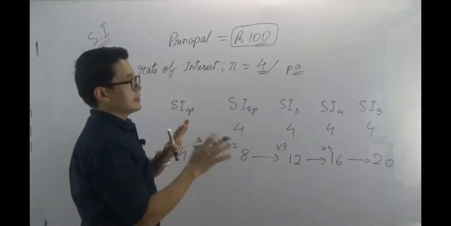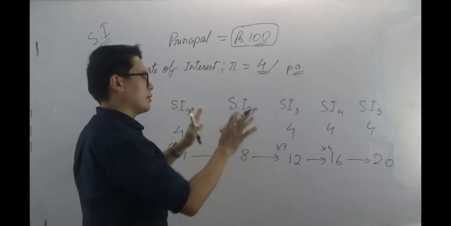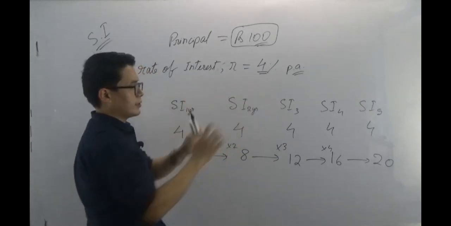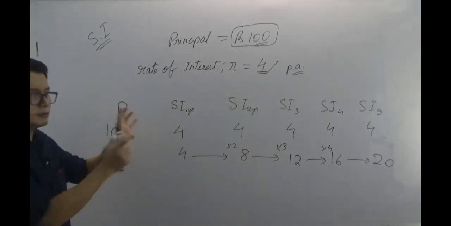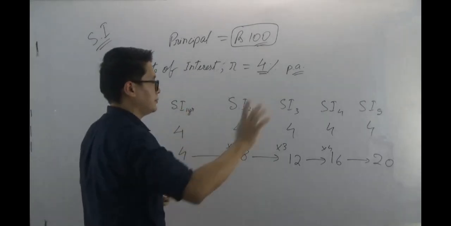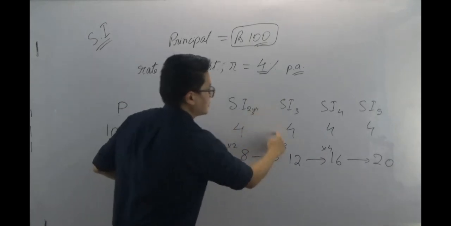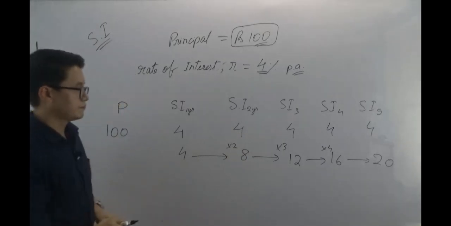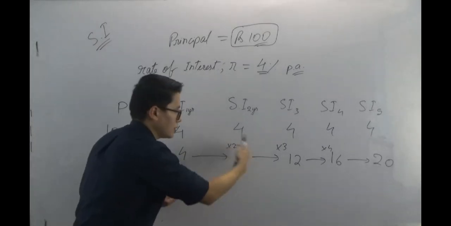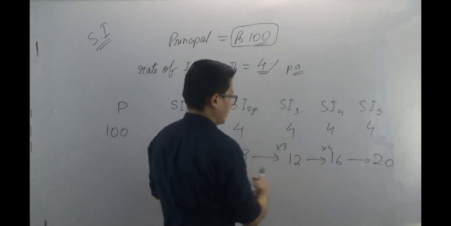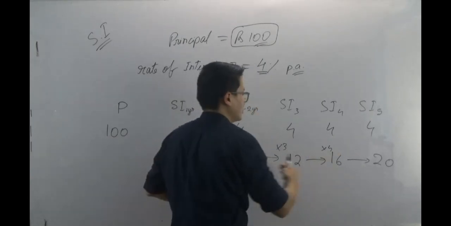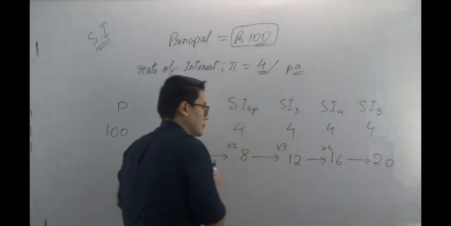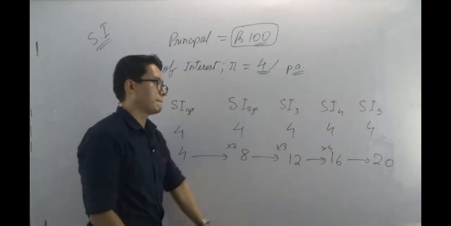The other pattern is compound interest, but we'll talk about it later. The basic understanding now is that every year the interest for that particular year remains the same. The cumulative, the total interest, gets accumulated. So it goes in an arithmetic progression. It is not a GP, geometric progression.